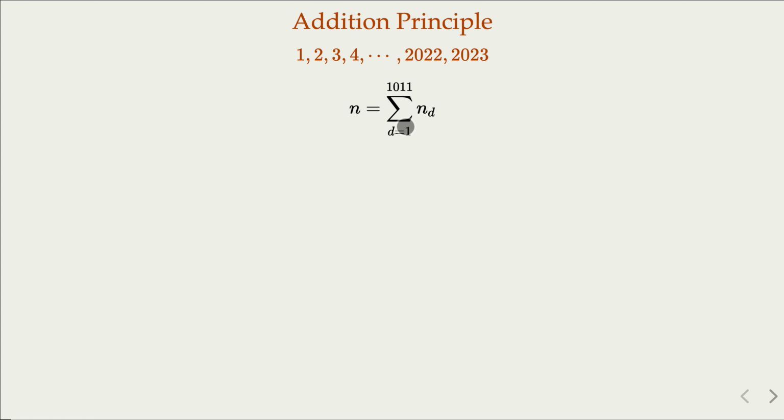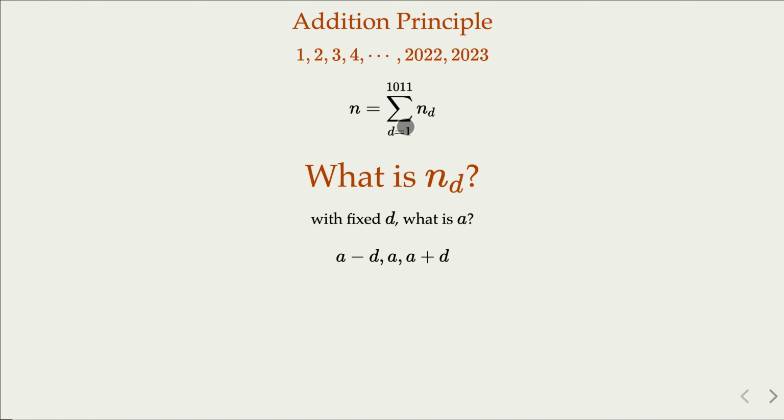So the question comes down to, once d is fixed, what possible values can a take? What is N sub d here? We have 3 numbers in an arithmetic sequence. When d is fixed, what values can a take? Again, everything has to be in this range, from 1 to 2023, so the smallest number must be at least 1 and the max number at most 2023. In this case, a is going to be in this range.